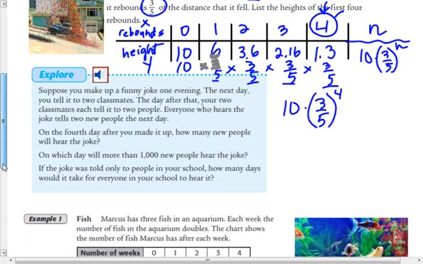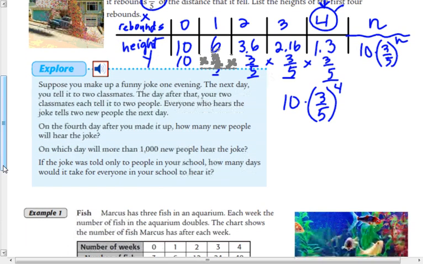All right, let's look at another situation that's exponential here. Suppose you make up a funny joke one evening, the next day you tell it to 2 classmates, the day after that you'll have 2 classmates each tell it to 2 people. Everyone who hears the joke tells 2 new people the next day. On the 4th day after you made it up, how many people will hear the joke? So we need to follow this pattern out 4 places. Again, a table would work pretty good for this.